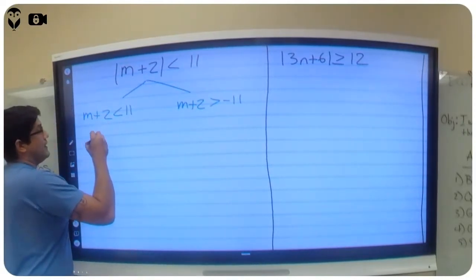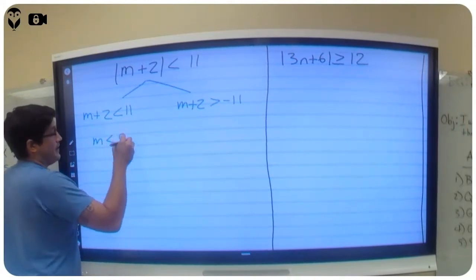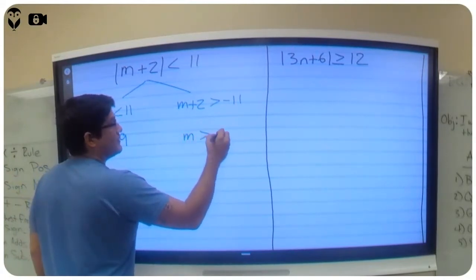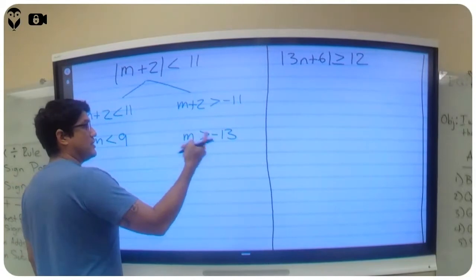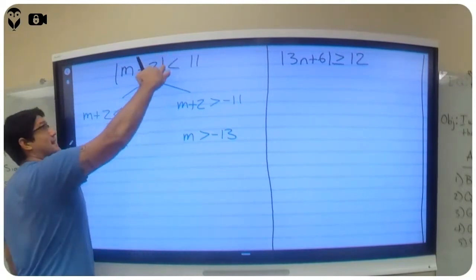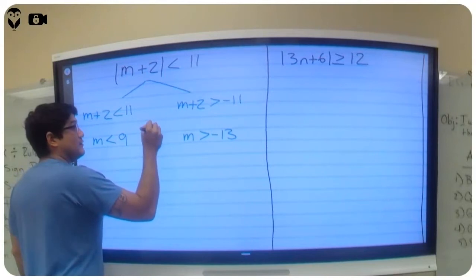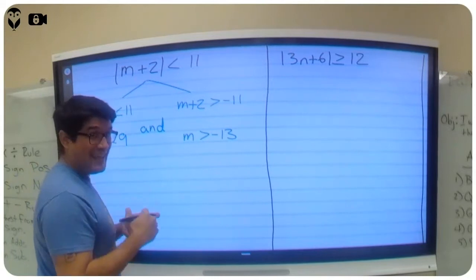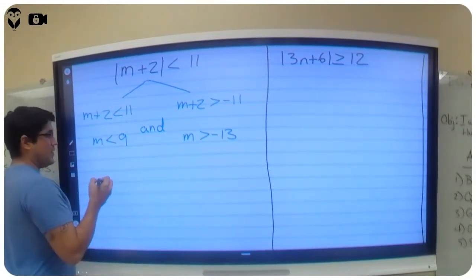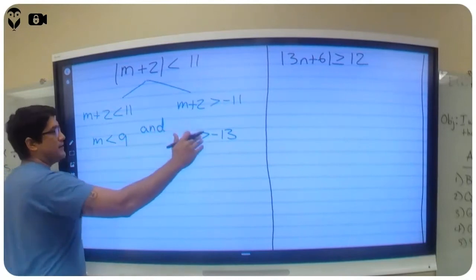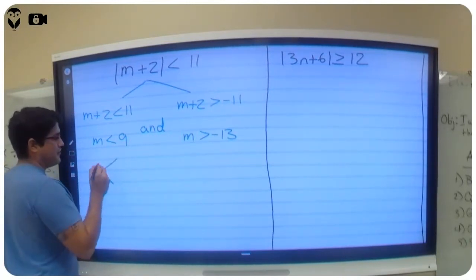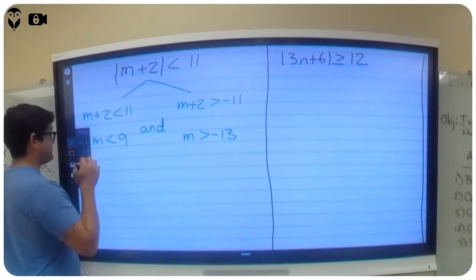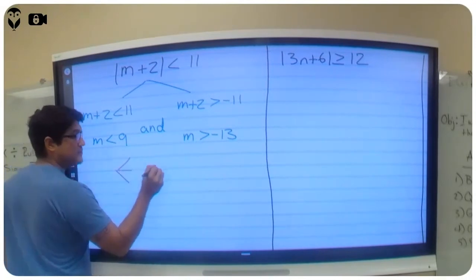So there's going to be M is less than 9 because I subtracted 2 on both sides. This one's going to end up to be M is greater than negative 13 because I subtracted 2 from both sides. Now, when this is a less than question, it's going to be written as an and. Okay, so less than is going to be an and. So now it has to be less than 9 and greater than negative 13. So I'm going to graph it over here so you see it. Let me do that in purple. Okay, so here we go.